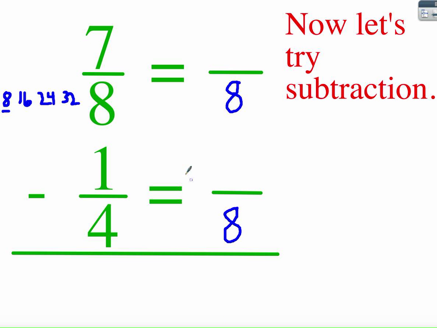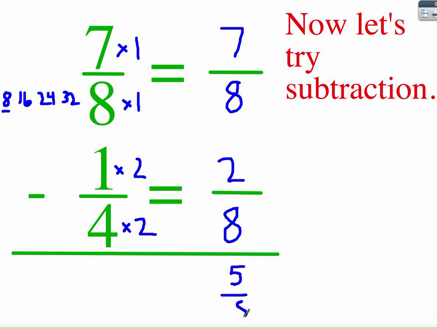Then we make equivalent fractions. 8 times 1 is 8, so I do the same to the top: 7 times 1 is 7. On the bottom, 4 times 2 is 8, so I have to do the same to the numerator: 1 times 2 is 2. Now I subtract them. 7 minus 2 is 5, and they stay 8ths. So my answer would be 5/8.